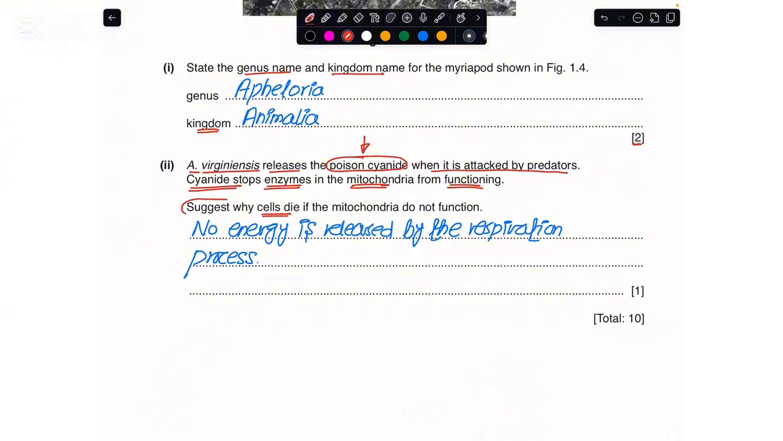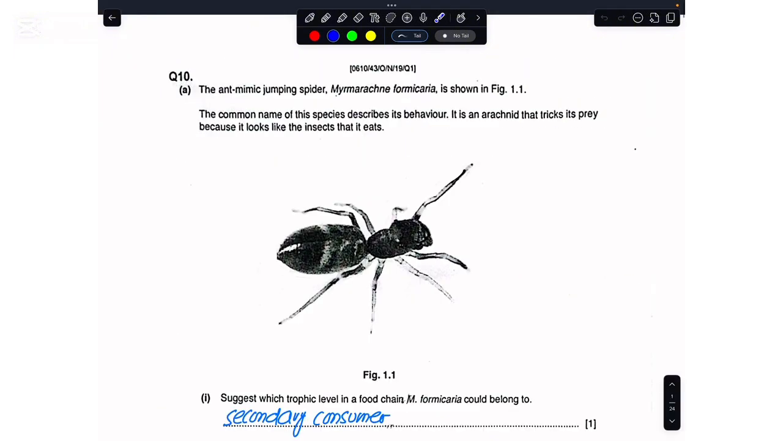And they are asking that you are required to suggest why the cells die if the mitochondria are not functioning properly. So the answer is very simple: once the mitochondria die, no energy would be released by the respiration process. Okay, so let us move to this part now.